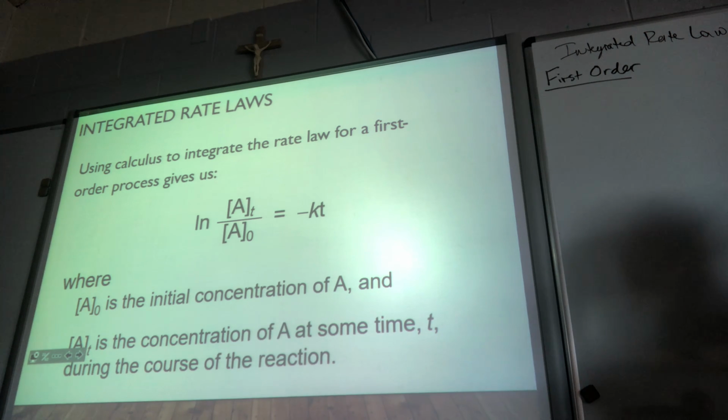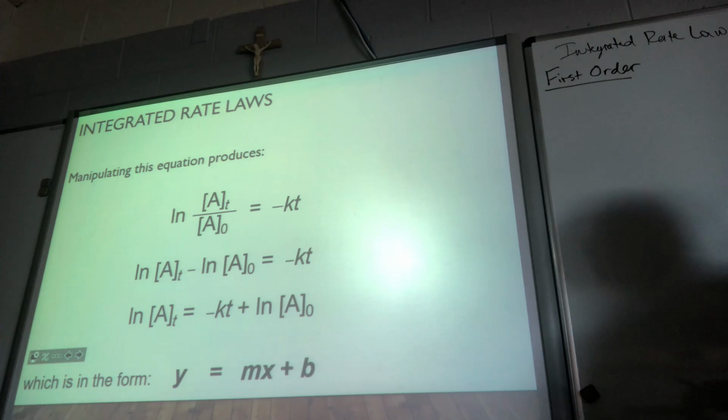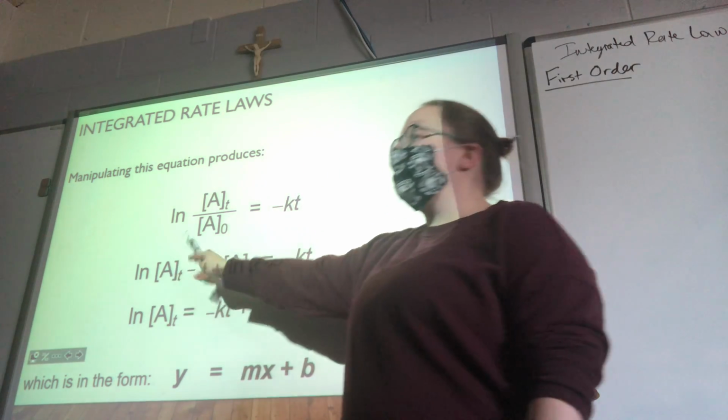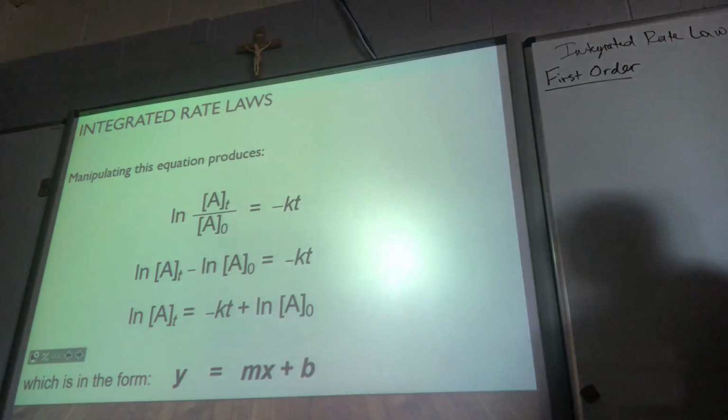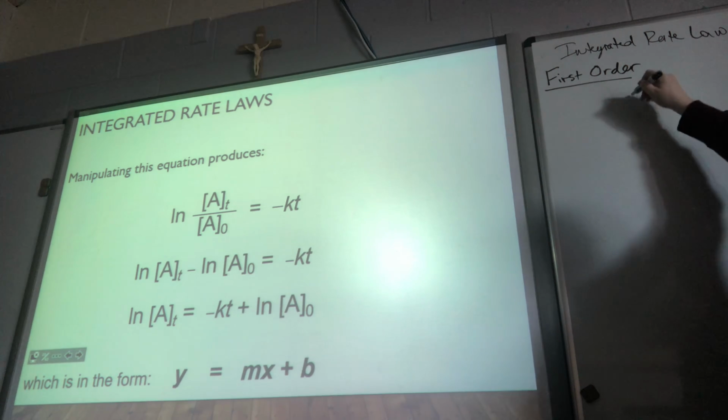What we're going to do is manipulate that particular expression to get it to fit a standard straight line on a graph. So y equals mx plus b is the form we're going for. One of the properties of natural logs is that if you are dividing two variables, you can end up subtracting them. So we can separate this term into the natural log of A sub t minus the natural log of A sub naught. The right side still equals exactly what we want.